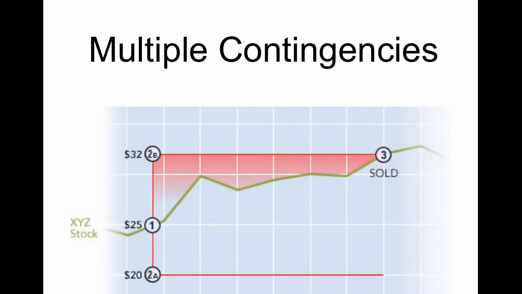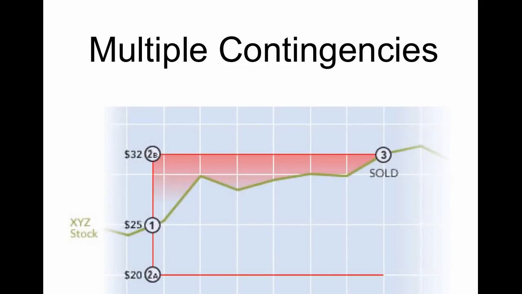Now let's talk about multiple contingencies. This is where you enter an order that has 2 sets of criteria. One order is going to trigger, or the other order is going to trigger, if that set of criteria gets filled first. In this case, we have XYZ stock again that we bought at $25. We're going to automatically place 2 contingent orders around that initial purchase. One is to sell the stock at a loss at $20, in circle 2A. The other is to sell the stock at a profit when it reaches $32.